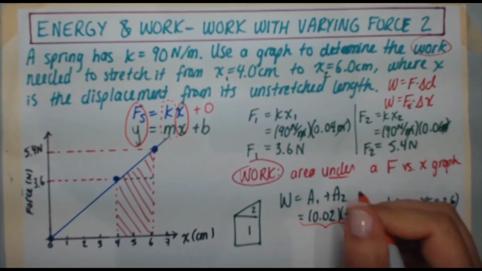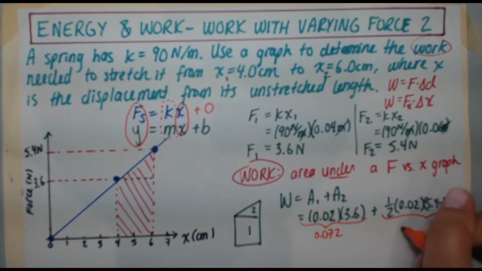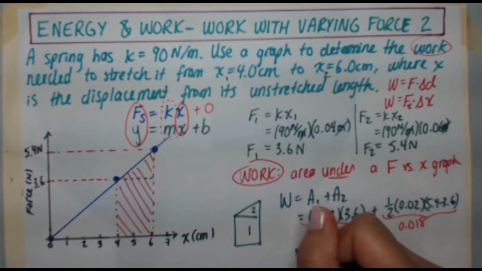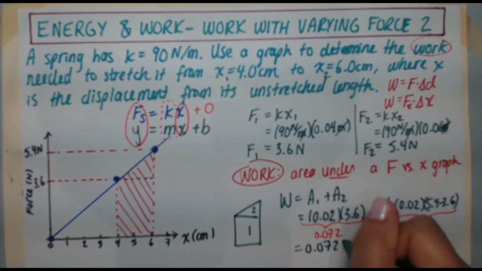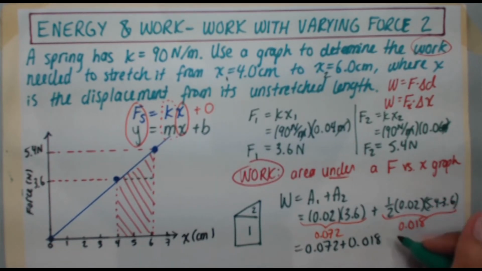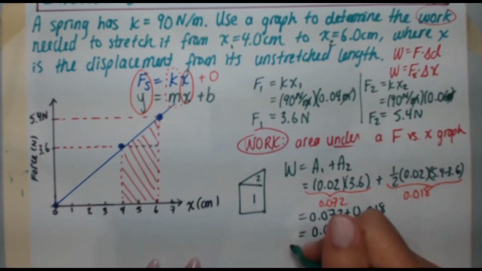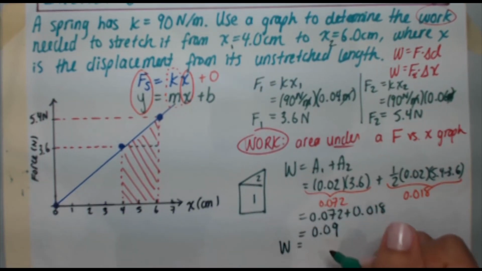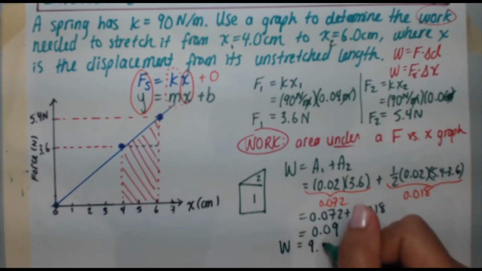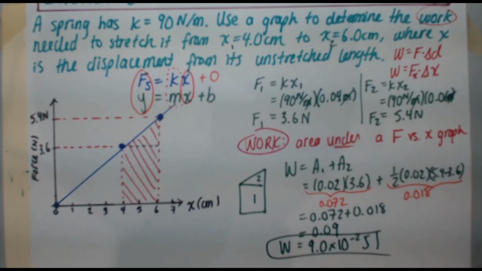This first part here, when you get it, you're going to have 0.072. The second half over here, you're going to get 0.018. So when you add those 2 together, 0.072 plus 0.018, you're going to get 0.09. Okay, so the work done to move it from 4 centimeters to 6 is 9.0 times 10 to the minus 2 joules.